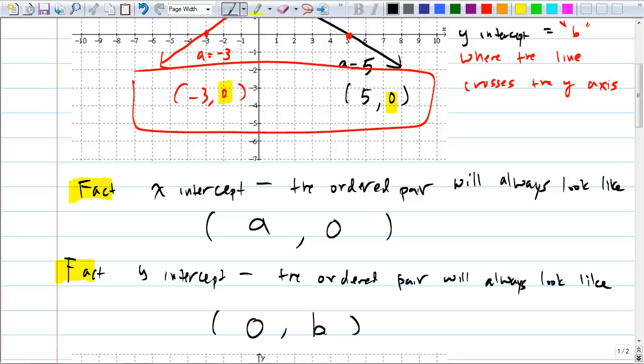So what I want you to do right now is, as a group, think about why we always get 0 for the y-coordinate in the x-intercept, and why we always get 0 as the x-coordinate in the y-intercept. Why is this always true? Why can't it be something else other than 0? I want you to go ahead and discuss with your group. Go ahead, everybody.